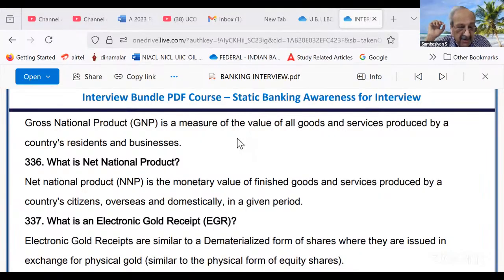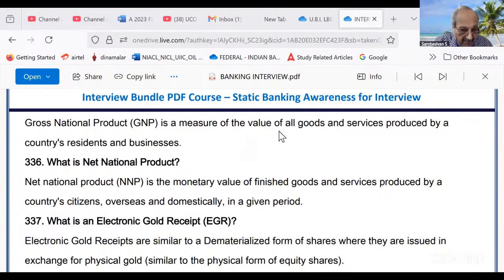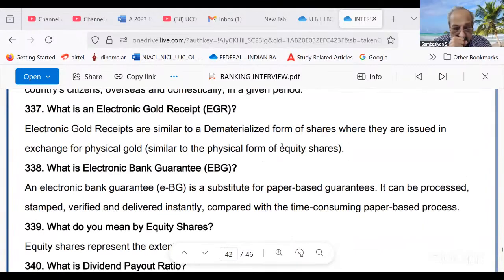Exactly. Continue. What is the net national product? Net national product is the monetary value of finished goods and services produced by a country's citizens, overseas and domestically, in a given period. Net national product. Net means it will be more than GNP. Yes. Continue. 338. What is the electronic gold receipt?